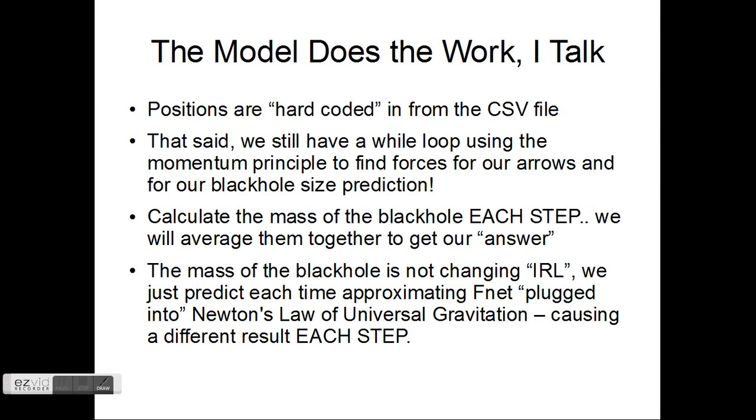Instead of showing all the code together, I'll just show the important lines in slides after this. As in past labs, we have a while loop doing motion prediction using the momentum principle. The difference between this lab and past labs is that the positions are hard-coded. The positions that we'll actually see in the model when I run the code are from the CSV file. They have nothing to do with our prediction. We still have to predict, though, in order to calculate the mass of the black hole each step.